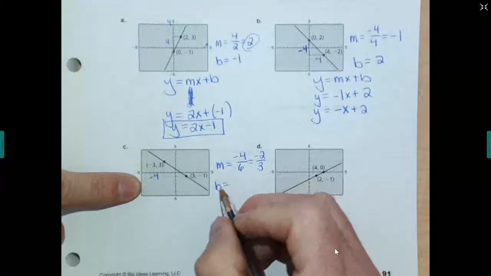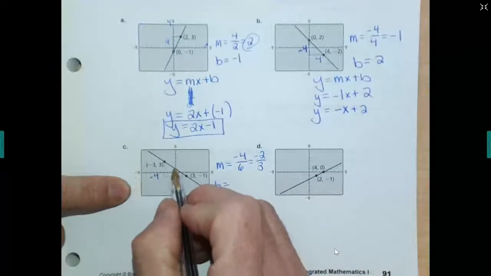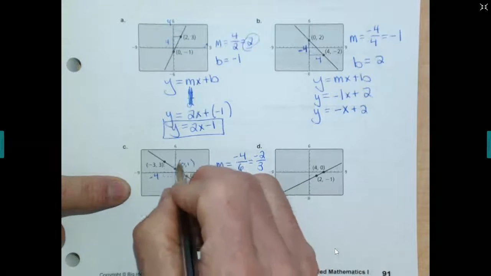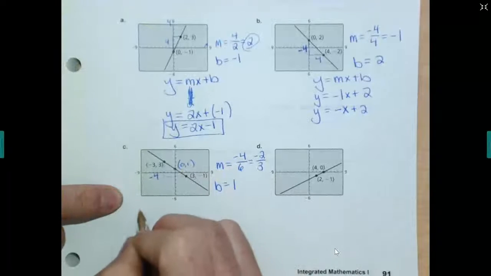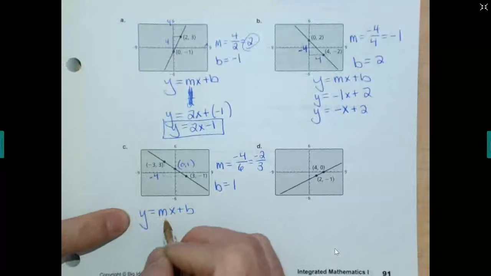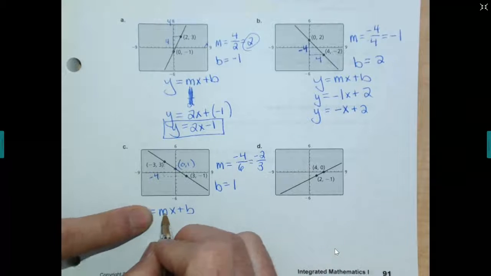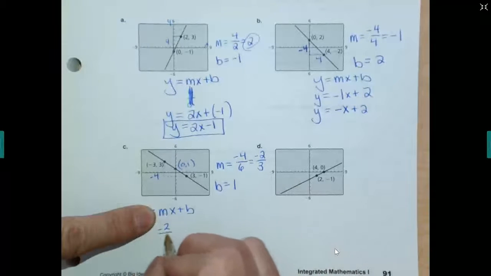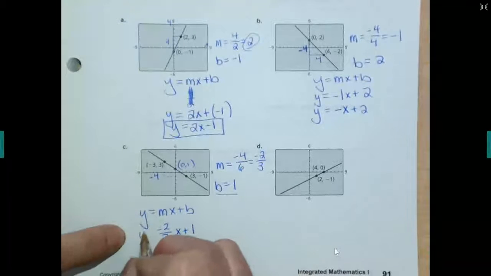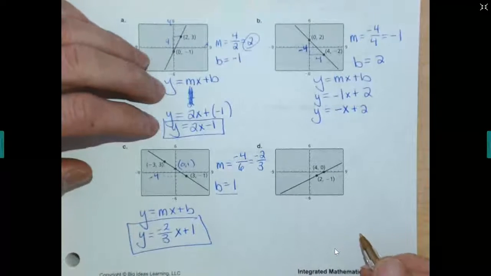And where does it cross the y-axis? Well, it crosses the y-axis right here at 0, 1. So our y-intercept is 1. Now, why do I keep writing mx plus b? Because I want that drilled in your head, that this is where I'm filling in this information. So my m value is right here. So I have negative 2 over 3x plus my b, which is right here, 1. y equals negative 2/3 x plus 1.